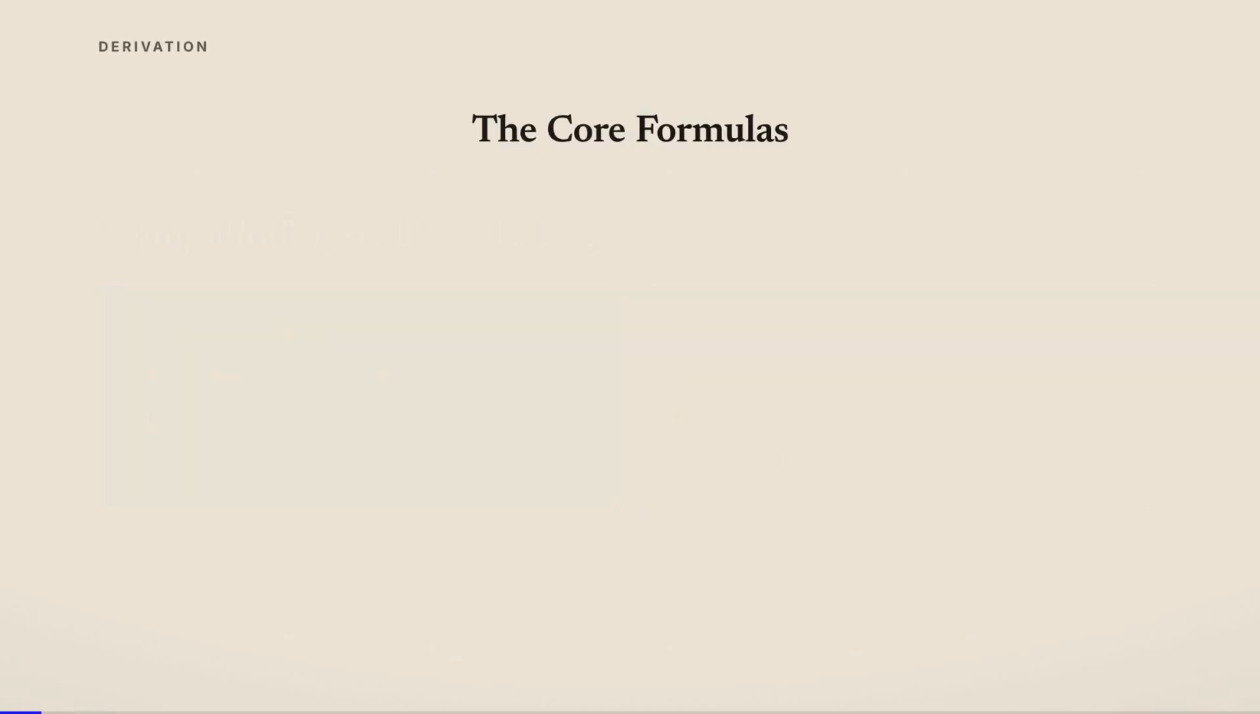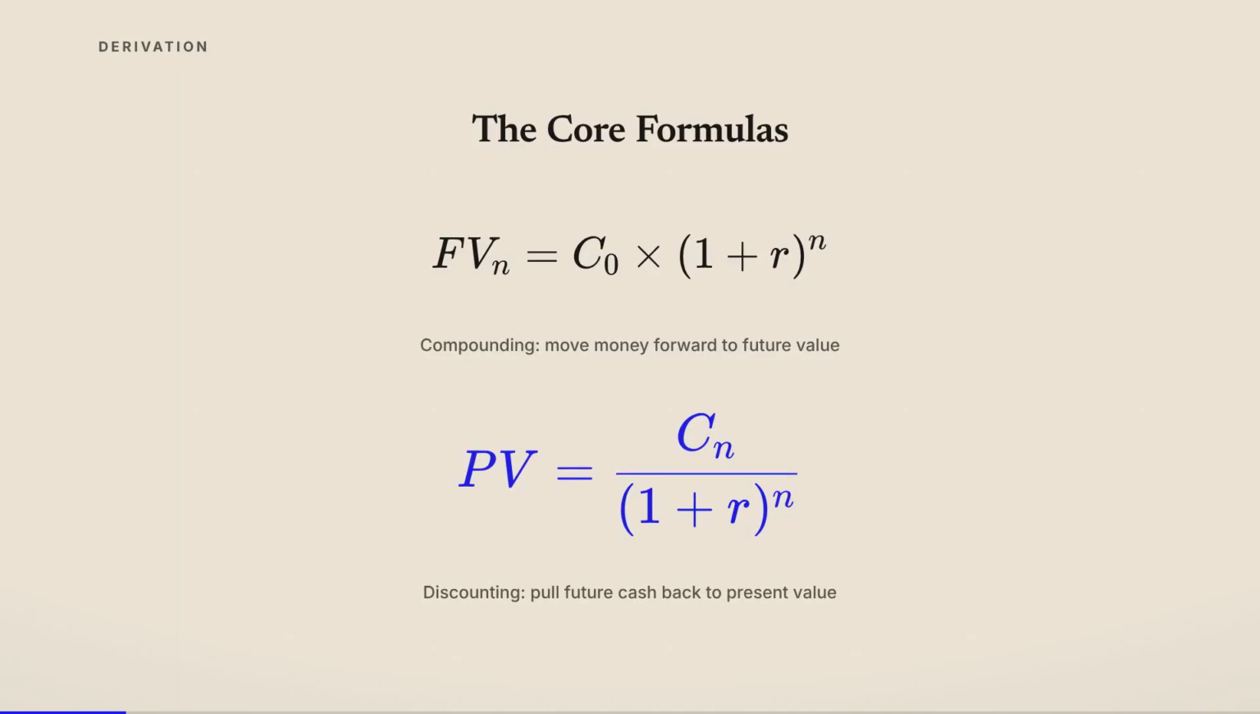The source gives the two core formulas directly. For compounding a cash flow over n years, future value equals C0 times (1 plus r) to the power of n. For discounting, present value equals C sub n divided by (1 plus r) to the power of n. Here, C means cash flow, n means time, and r means the return earned in decimal form. The formulas are not separate ideas. They are the same time adjustment written in opposite directions. One pushes value forward, the other pulls it back.